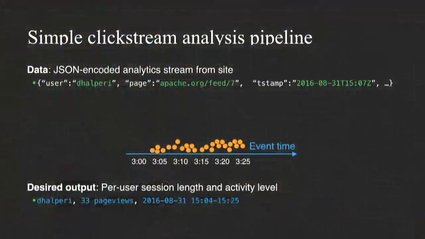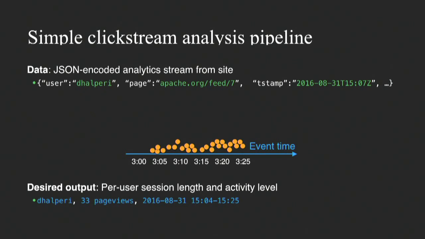I'm going to start with a sample use case that I want to solve. I have a stream of analytics data coming from my website. We're going to assume that it's all JSON encoded for now. Every record comes with a user ID, a page, which is the page that this user visited, and an encoded timestamp, an ISO formatted timestamp in each record. And this is a constant stream of records showing up from my website logs.